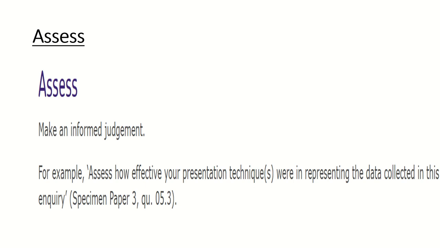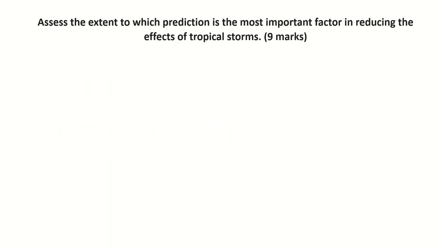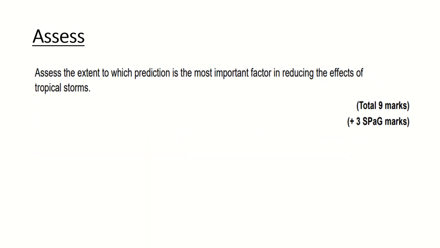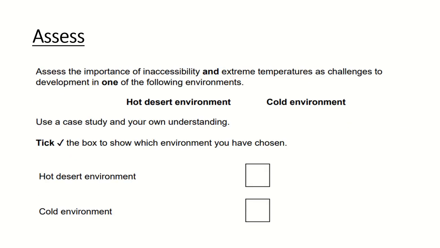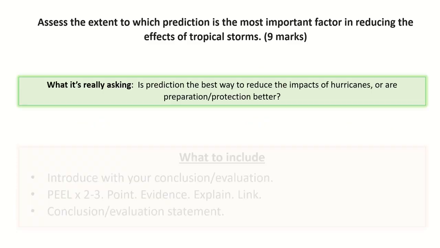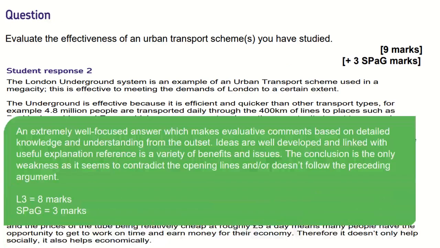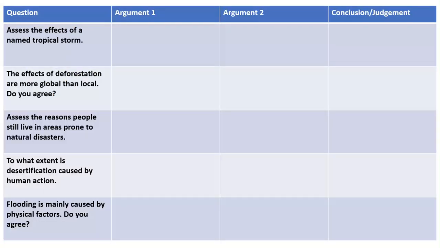If we're linking it back to the case study, if we are assessing the challenges to development, we are looking at the different challenges, such as extreme temperature, extreme heat, etc., and we are weighing them up and giving a judgment. That's where you get those top marks, by giving the judgment at the end. So to finish off this short little video, what I've got for you is a table with some examples, obviously not fully exam style, but to give you the gist of it.